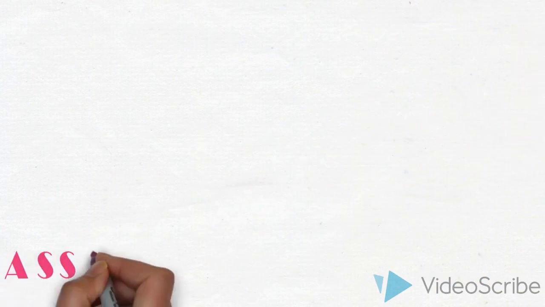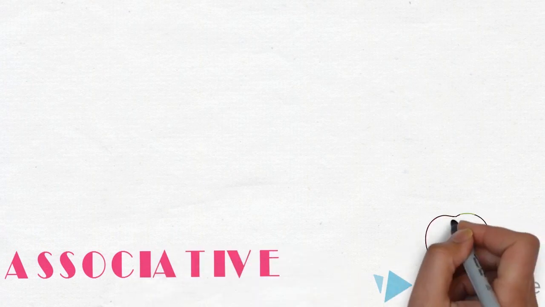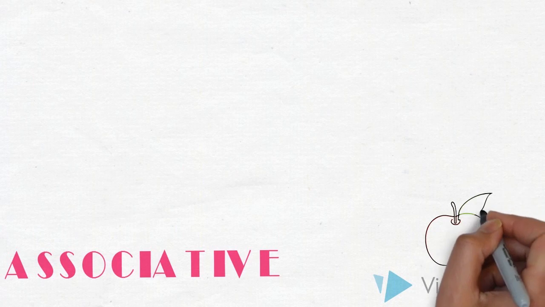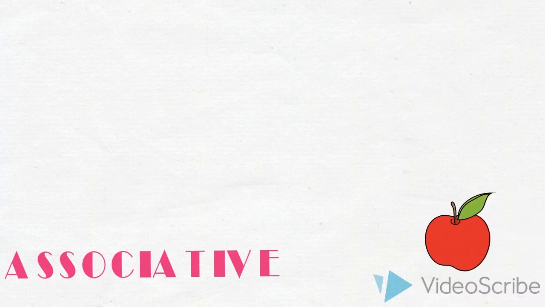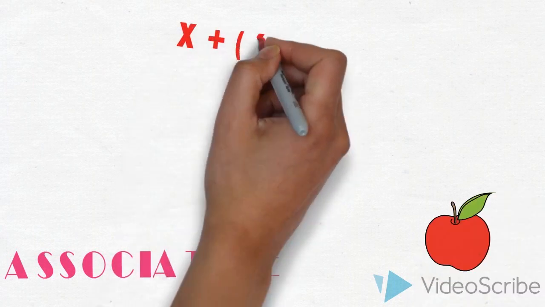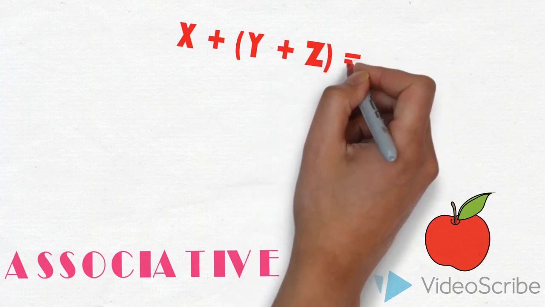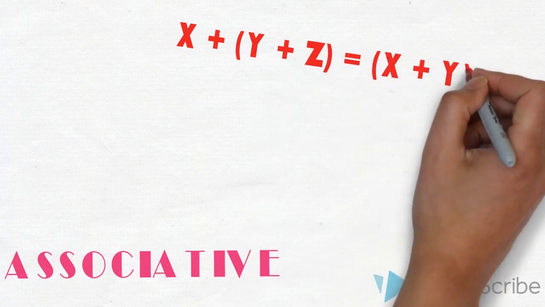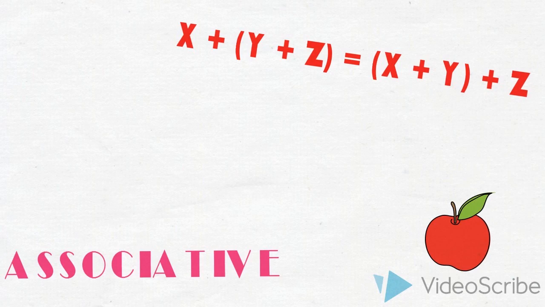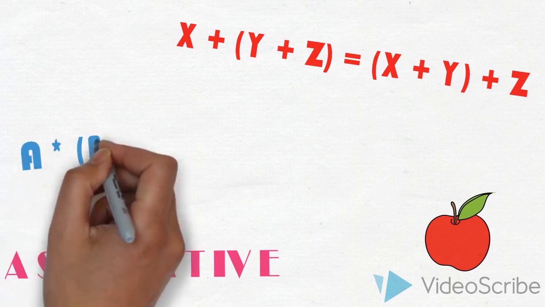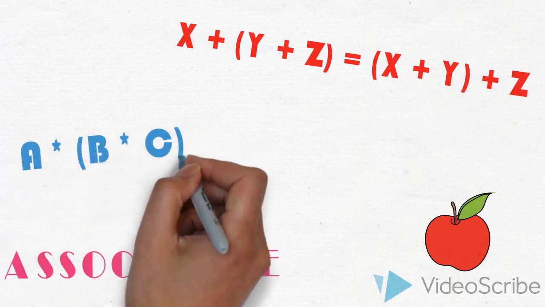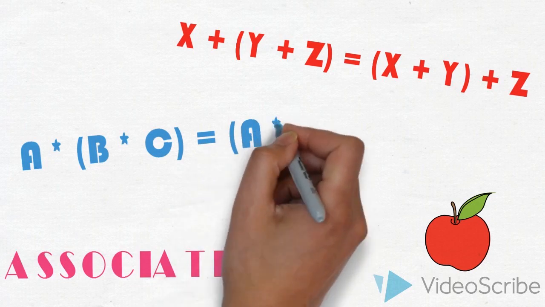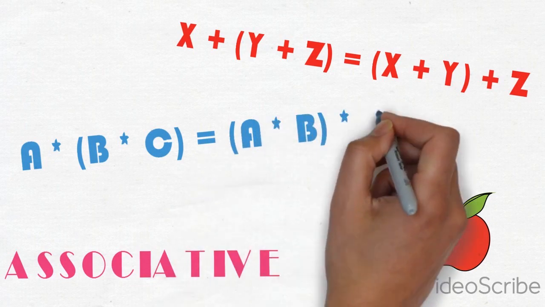The third property is called associative, which basically can be defined as a property that lets us perform an operation by grouping two or more real numbers in the order we want by using a parenthesis, getting the same result. For example, x plus parenthesis y plus z parenthesis equals parenthesis x plus y parenthesis plus z, or a by parenthesis b by c parenthesis equals parenthesis a by b parenthesis by c.